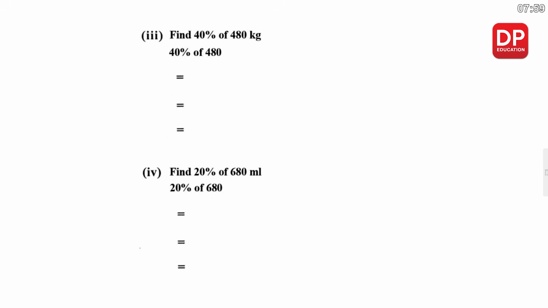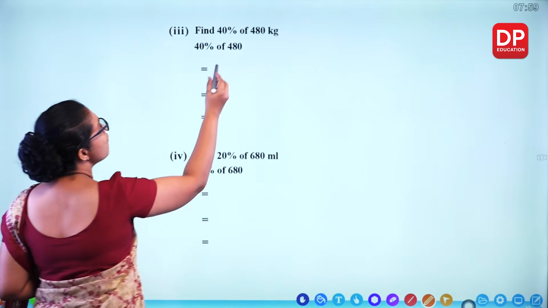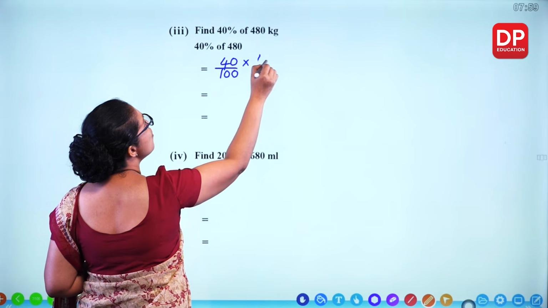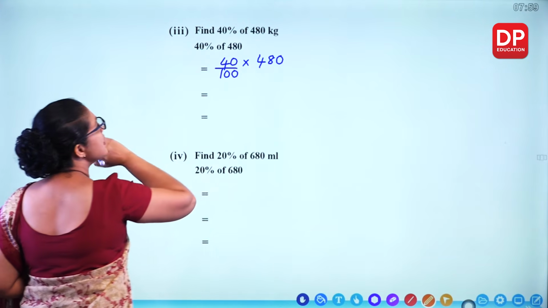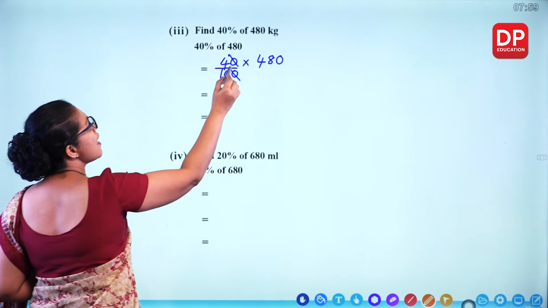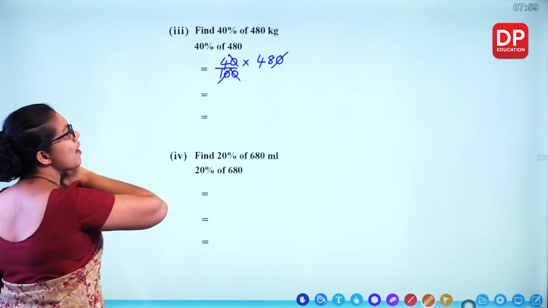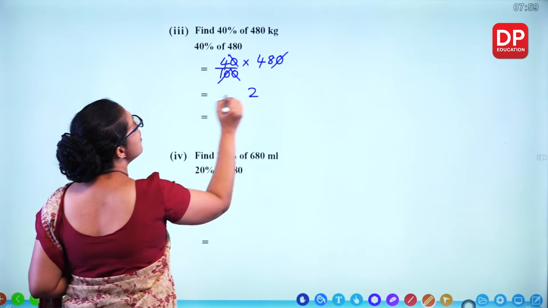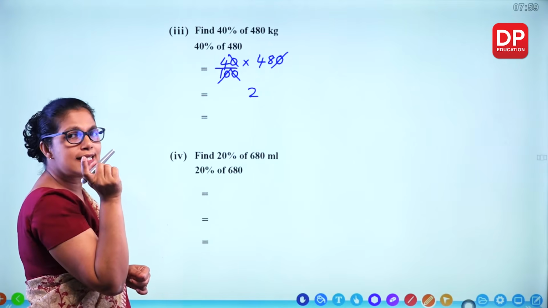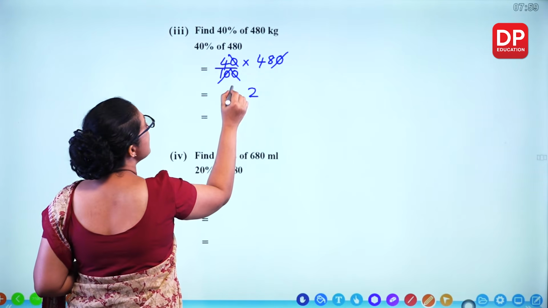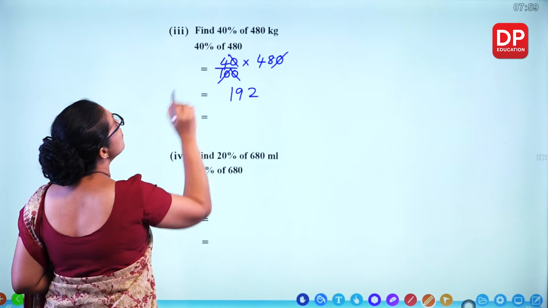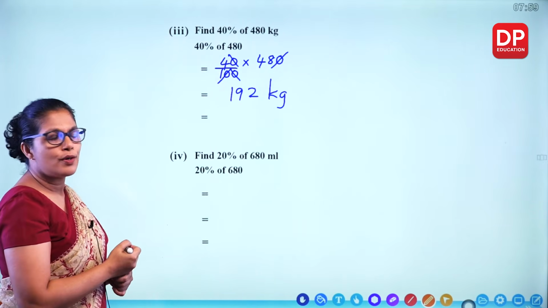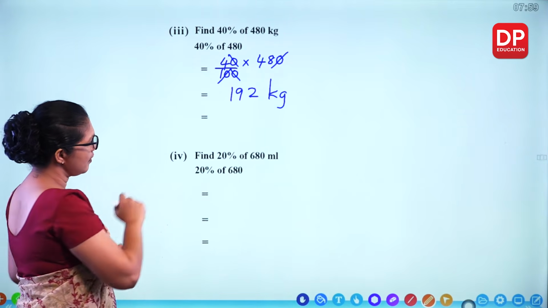Find 40% of 480. 40%. 40 divided by 100 into 480. This 0 gets cancelled out with this one. 4 times 48. 4 times 8, 32. 3 remaining. 4 times 4, 16. Plus 3, 19. So this is in kilograms. So 192 kg.